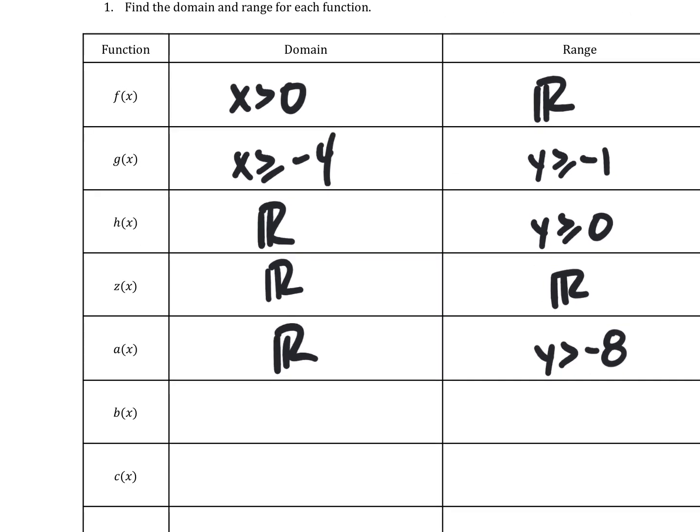B of x is a sine function, which has domain all real numbers. The y values go between 1 and -1, inclusive. Don't worry too much about sine. There's a couple problems on here that you might need a calculator for, but it's not going to kill you. Don't worry.